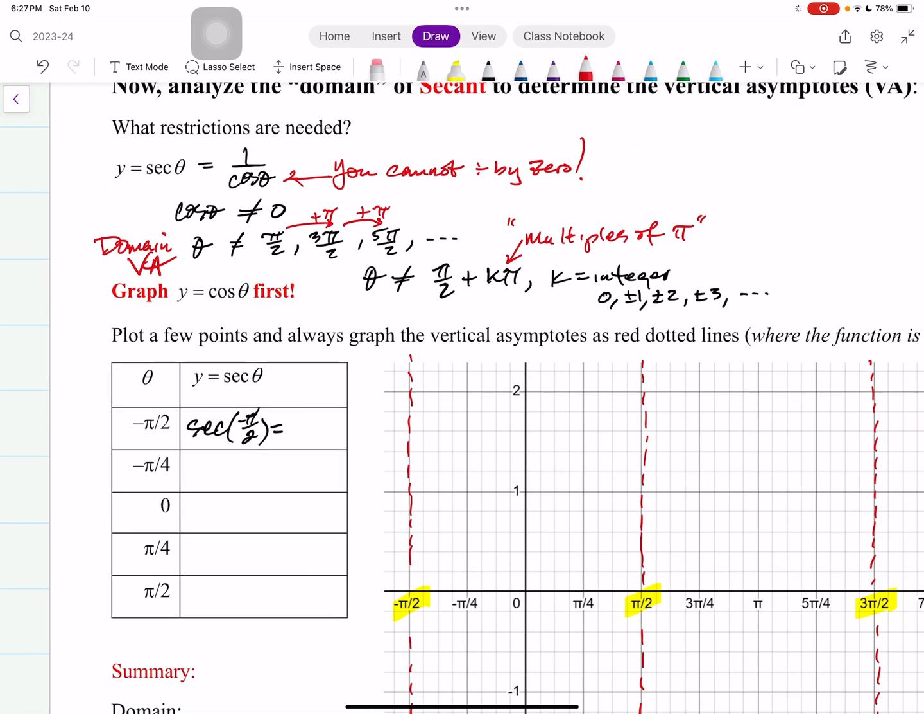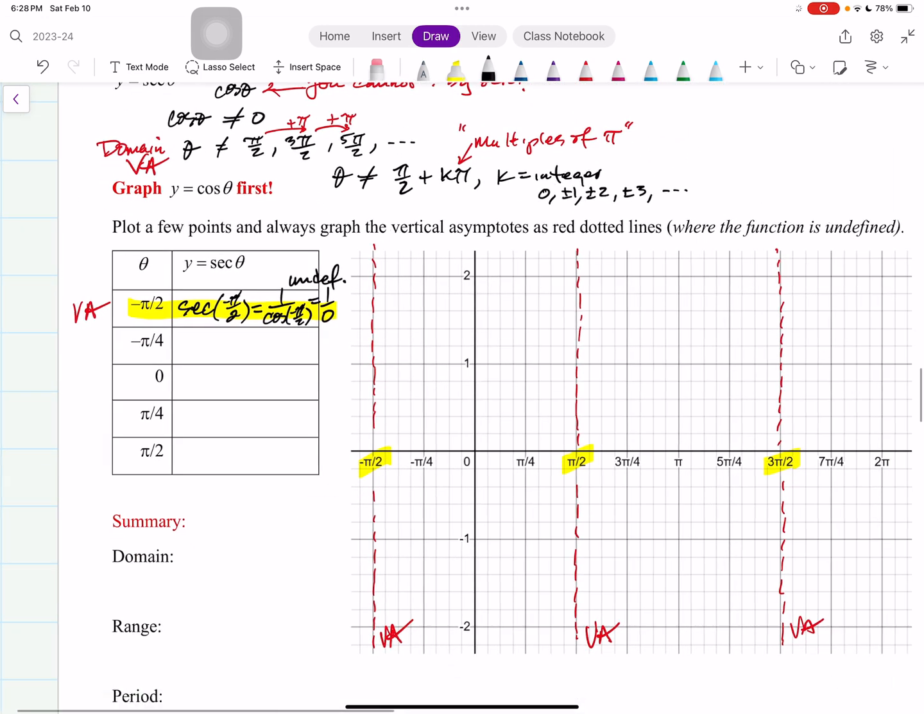Let me rewrite it like this. So 1 divided by cosine of negative pi halves is equal to 1 divided by 0. And as you guys know, this is undefined. And that's why we have a vertical asymptote. So you can understand vertical asymptotes by looking at the domain. You could also find them by actually just evaluating the function. Wherever it's undefined becomes a vertical asymptote. There we go. That's why the first one is at negative pi halves.